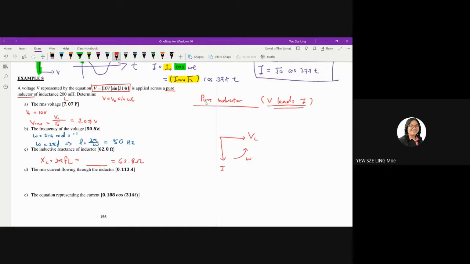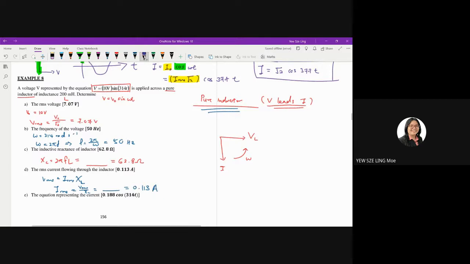The RMS current flowing through the inductor. Since you have a pure inductor circuit, VRMS equals IRMS XL. This is a pure circuit, therefore we use XL. Rearrange the equation: IRMS equals VRMS over XL. Plug in the values, and it equals 0.113 ampere.